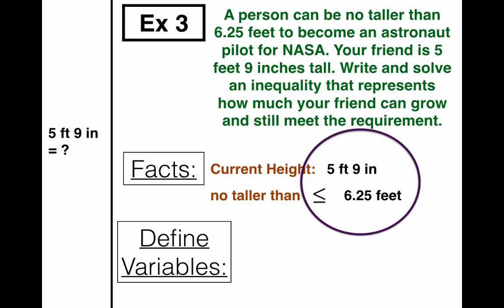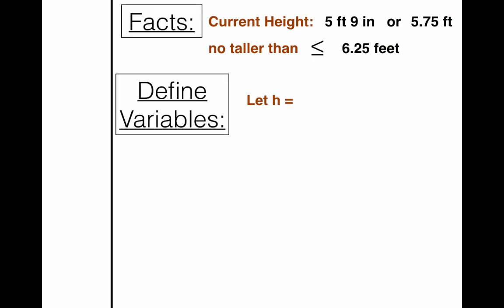So 5 feet 9 inches, I'm going to change to a decimal. There's 12 inches in a foot. So 9 out of 12, 9 divided by 12, makes it 5.75 feet. I'm going to use that as my number for my fact. Then my variable is going to be h. I'm going to let h be the possible height my friend can grow. You could use x if you'd rather, but I just thought h for height made a lot of sense. So let h be the possible height your friend can grow.